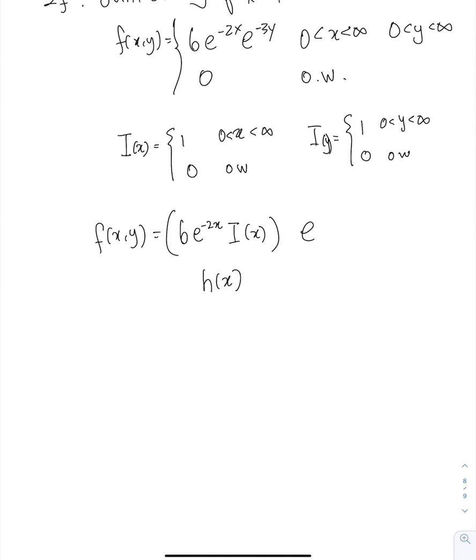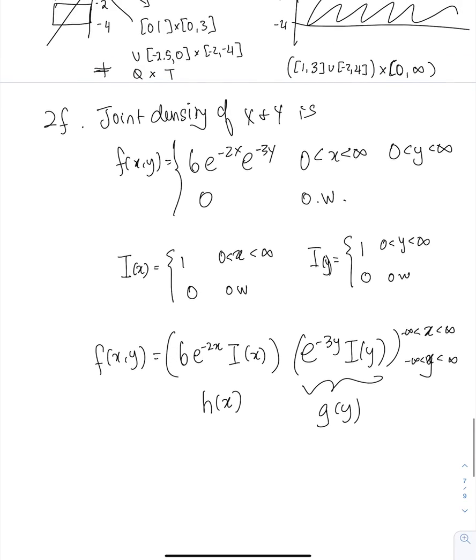And it is e to the negative 3y times I of y. Call this g of y. This is a function of x alone. This is a function of y alone. And now you can write down the range as x going from 0 to infinity, and y going from negative infinity to infinity.